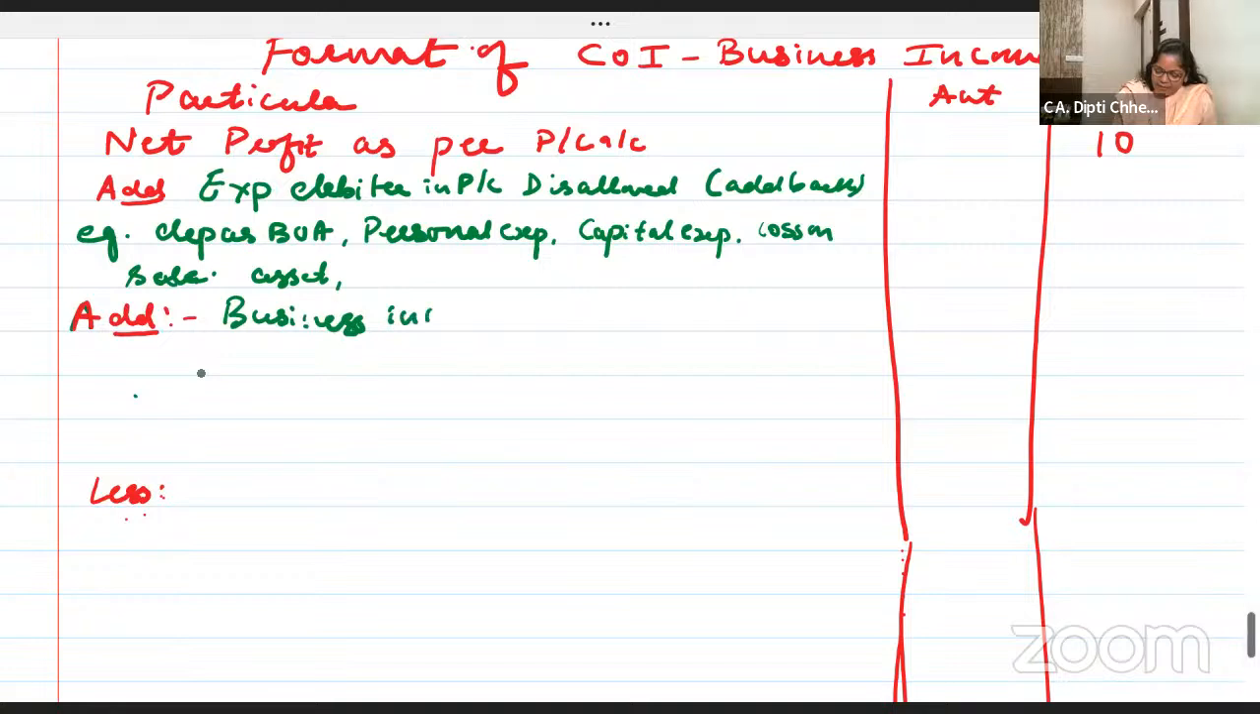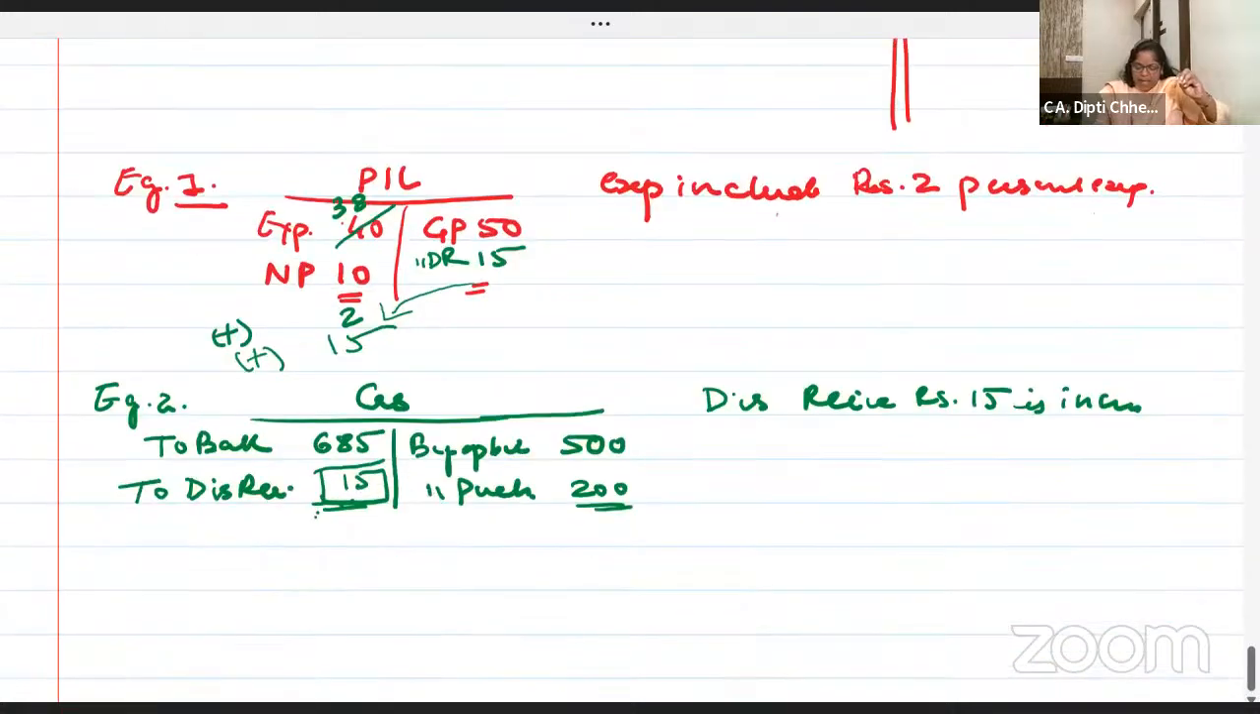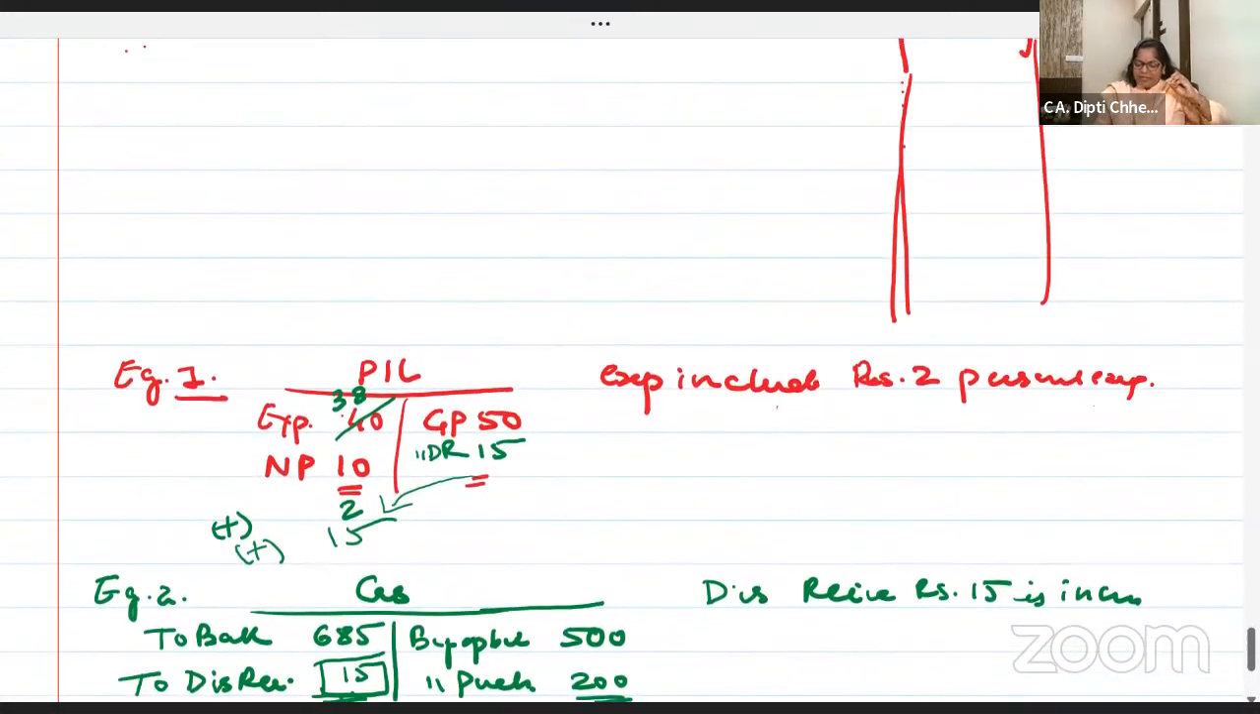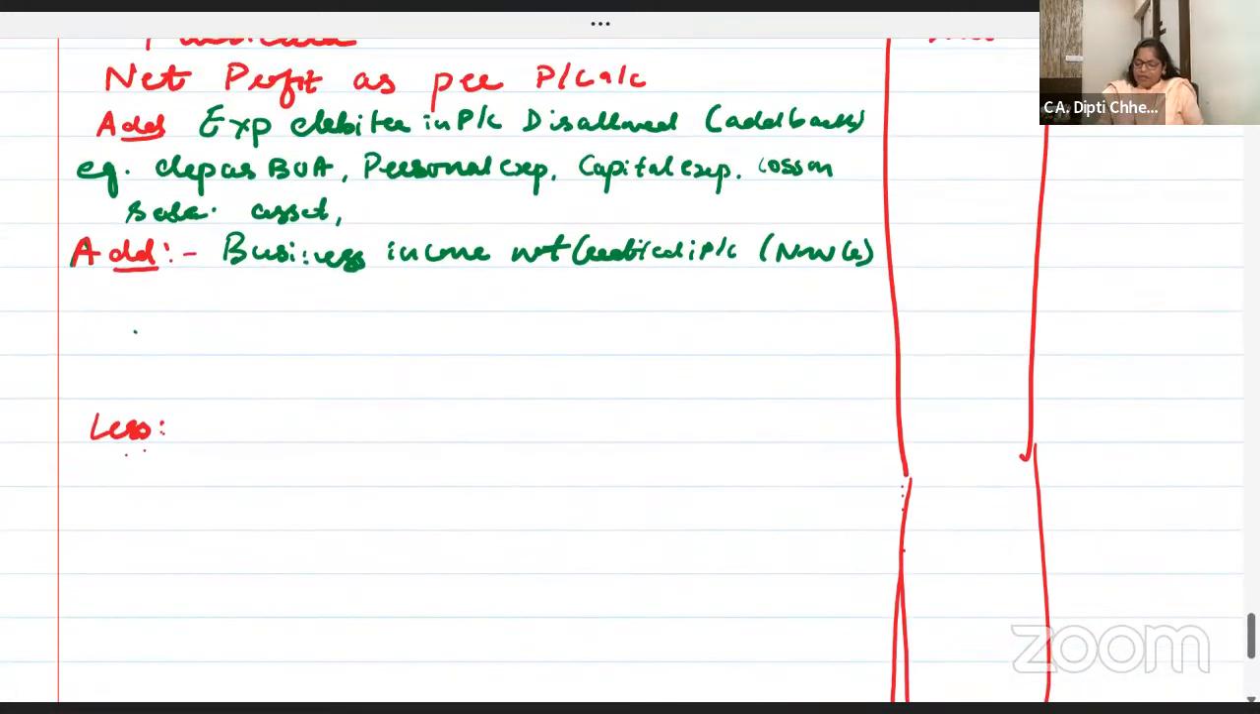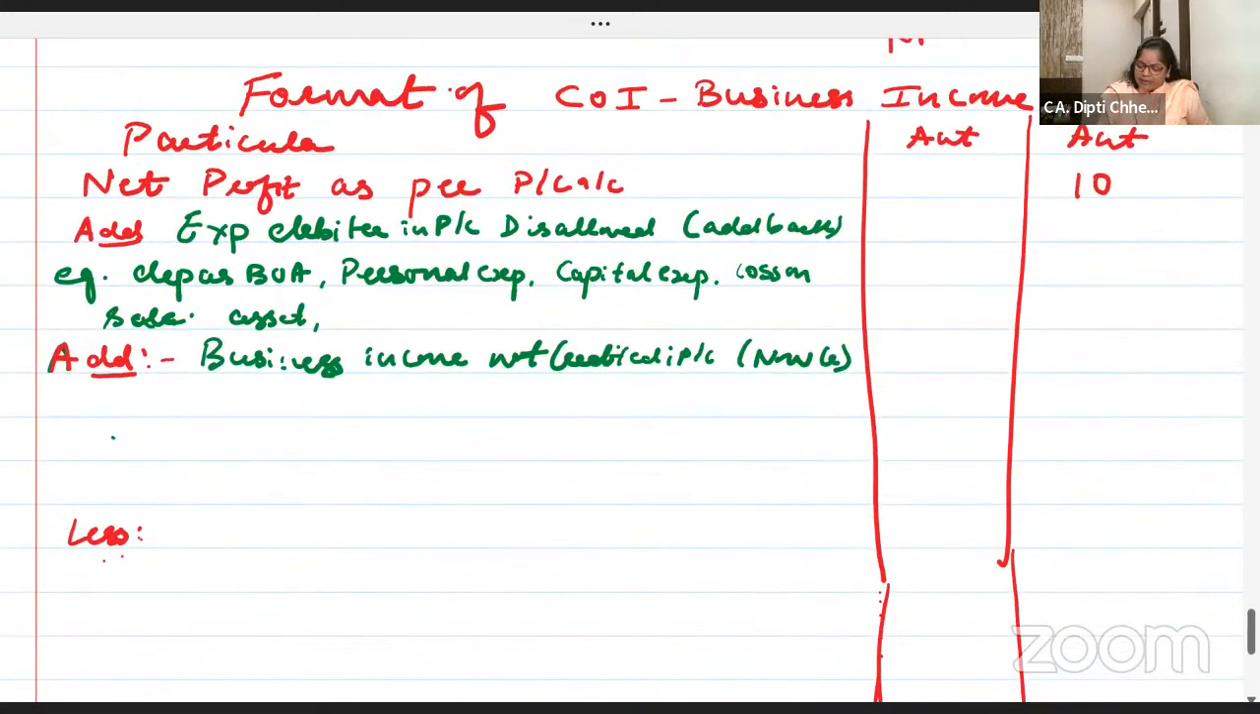Business income not credited in P&L. Now credit. कोई बिजनेस की इनकम है, it's actually, ma'am, this 15 rupees is very well a business income, but you didn't take it, so now you add it.